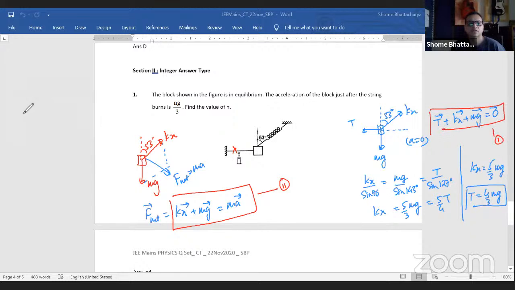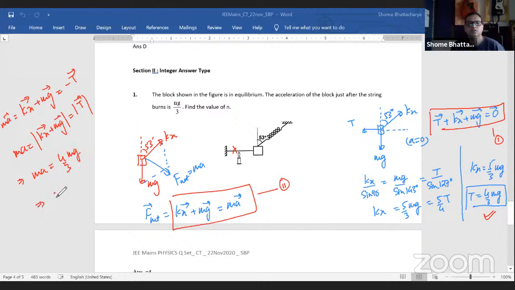you can see that kx plus mg, which is our mass into acceleration, is actually minus of this T. Okay, so this is nothing but magnitude of this tension. So magnitude of this tension here you found out is this much. So ma is equal to 4 by 3 mg. So the magnitude of the acceleration is 4 by 3g. So that way you don't have to again do the vector sum of these two. Otherwise you have to do the vector sum and calculate the acceleration. That also you can do, but it will just take you more time. So here n's value should be equal to 4.